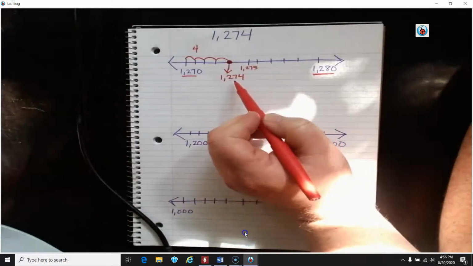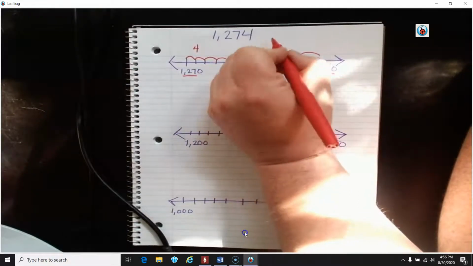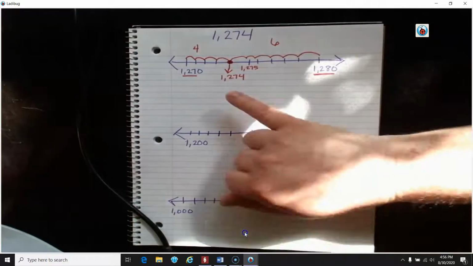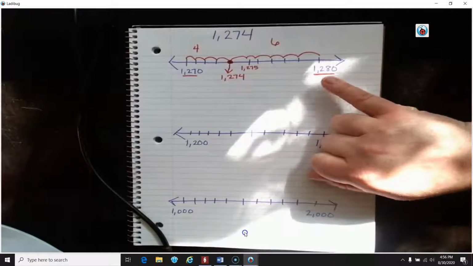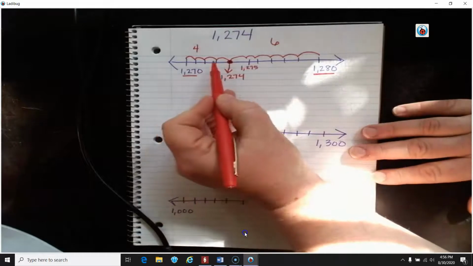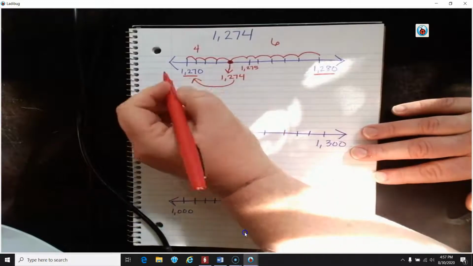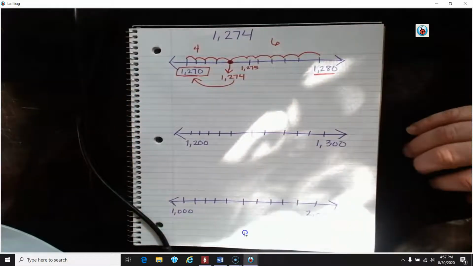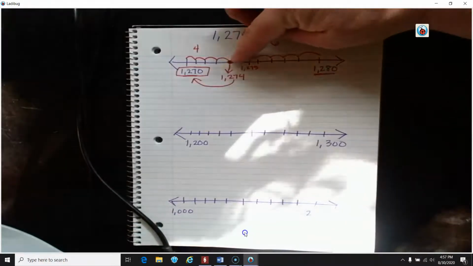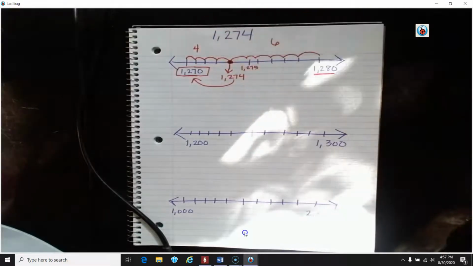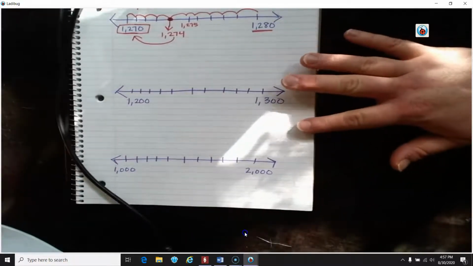Now let's see how far it is from this to this. 1, 2, 3, 4, 5, 6. Okay? So if I'm going to go from 1,274 to 1,280, I have to jump 6 spaces. So it's very easy for me to tell that this distance is shorter than this distance. So this number, rounded to the nearest 10, would be 1,270. Okay, I'm rounding down because there are fewer jumps here than there are here. Okay? Now, let's take that same number and round it to the nearest 100.